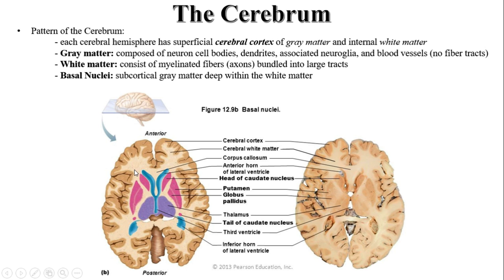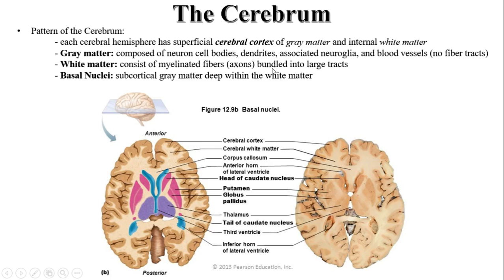So it's a bunch of myelinated axons here in the white matter, and they're bundled into large tracts. In chapter 11, you discussed tracts, nuclei, things like that. Nuclei were clusters of cell bodies within the CNS, and tracts were clusters of axons within the CNS. That's the reason they call them tracts here, because in the CNS it's a bunch of fibers bundled together.